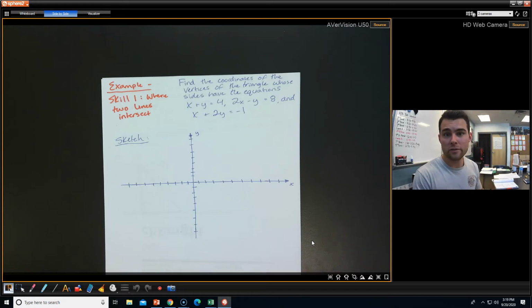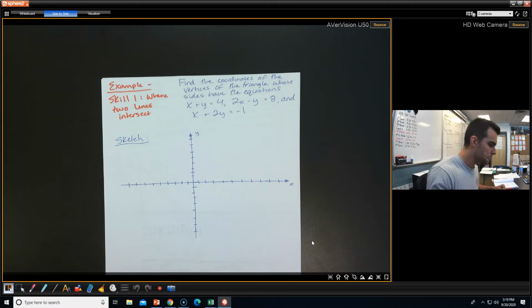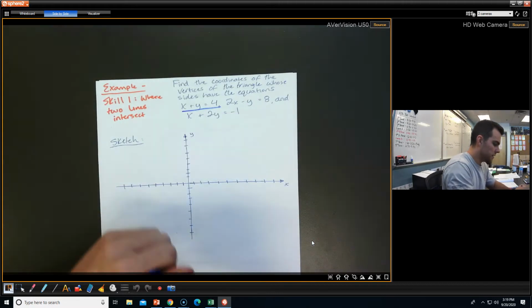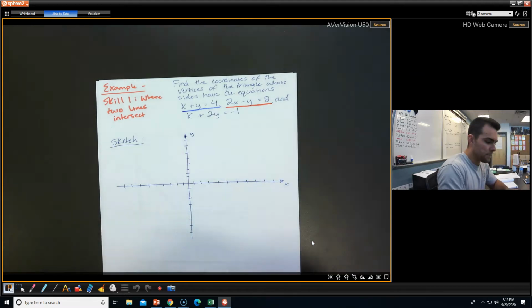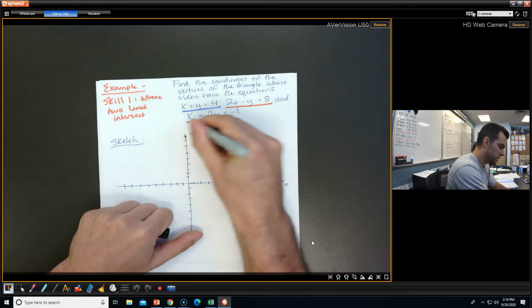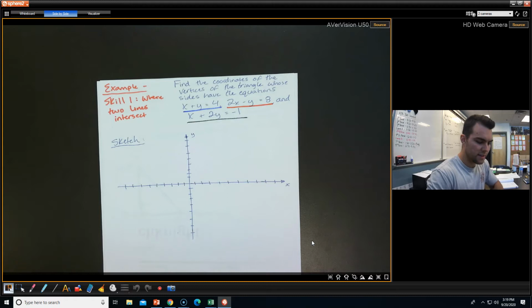We don't have to, but it's really helpful to do so. Let's sketch each of these lines. I'm going to color code them too for you. If we're starting with x plus y equals 4, and I need to get a line out of that without turning it into y equals mx plus b, I can do that by getting the x and y intercepts. How do I do that?